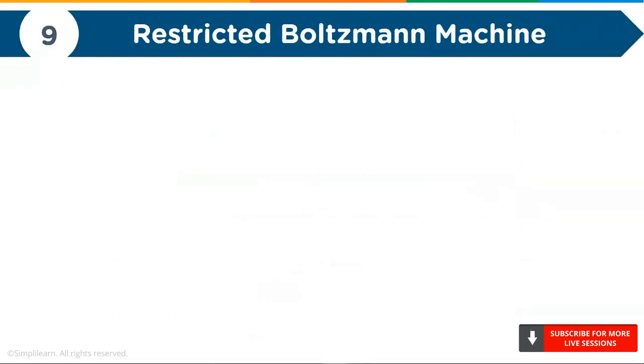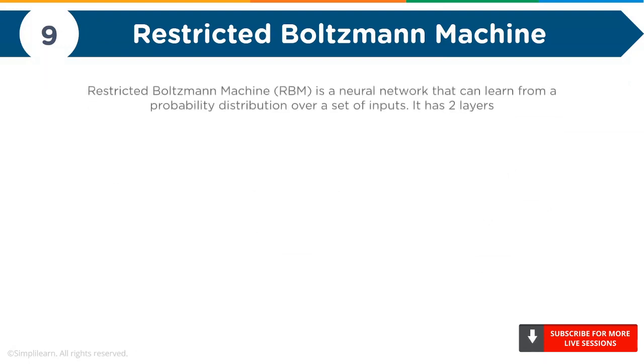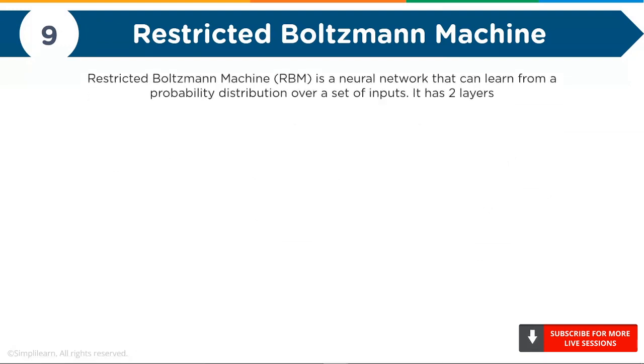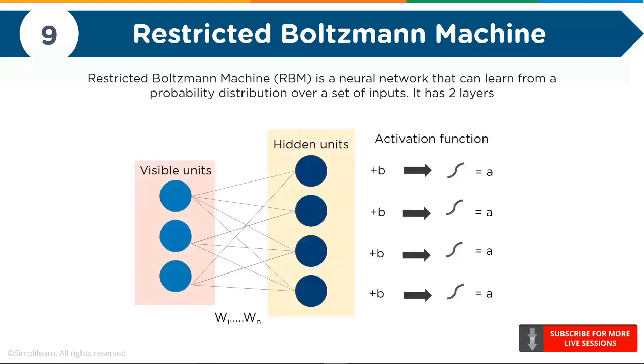Next, at number 9, we have restricted Boltzmann machine. A restricted Boltzmann machine, or RBM, is a stochastic neural network that can learn from a probability distribution over a set of inputs. It consists of two layers. One layer is called the visible units layer, and the next layer is of the hidden units. Each visible unit is connected to all the hidden units. There is also a bias unit that is connected to all the visible units and the hidden units. There are no output nodes.